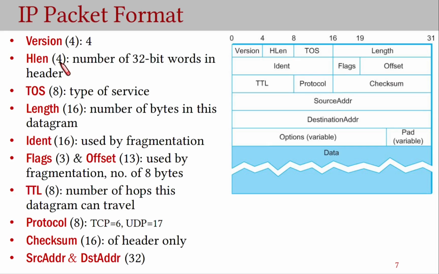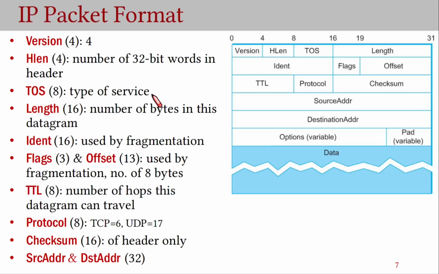Then there is a 4-bit header length field, and this indicates not the number of bytes but the number of 4-byte, so 32-bit, words. In the case of the IP header, you see we have 1 2 3 4 5 32-bit words, and then there are some options. So if these options are not used, then this field would have 5. The next 8 bits indicate type of service. This is used to give, for example, priorities to different packets.